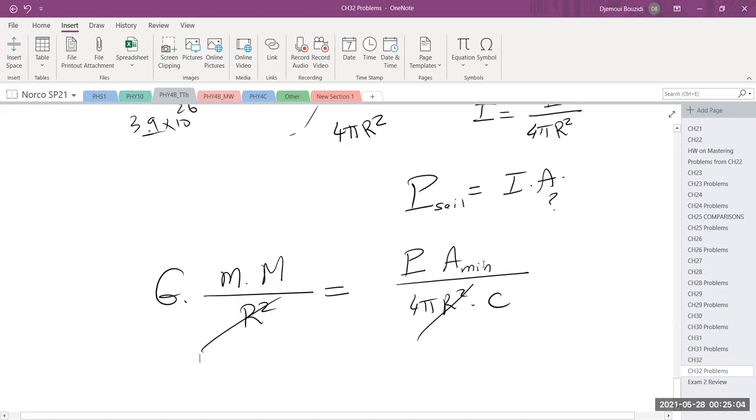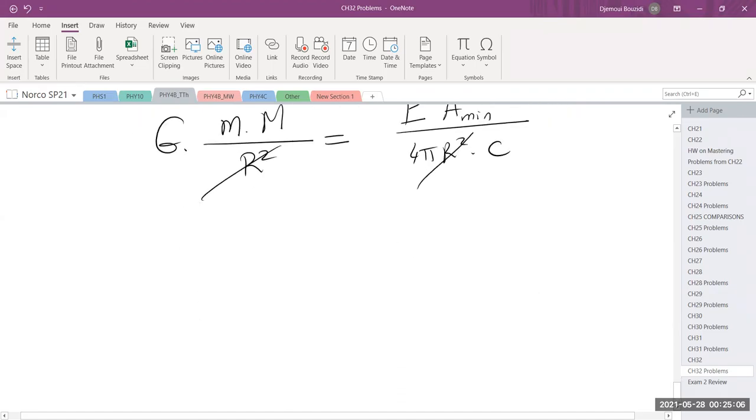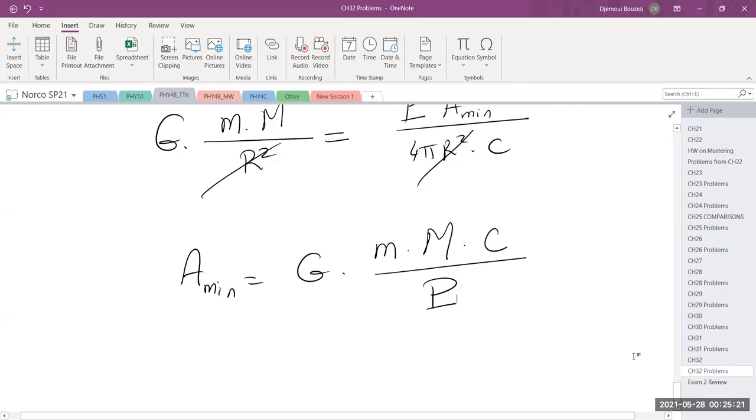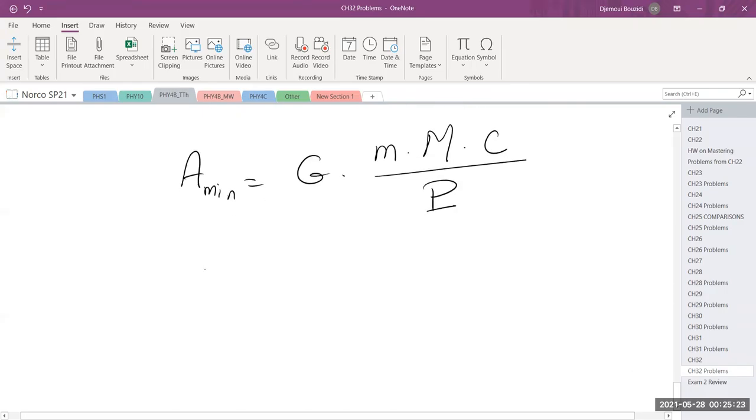So we need to find the A min from this expression. The minimum area is going to be G times the mass of the sail craft times the mass of the Sun times the speed of light divided by the power that the Sun generates. So let's plug in the numbers, then.